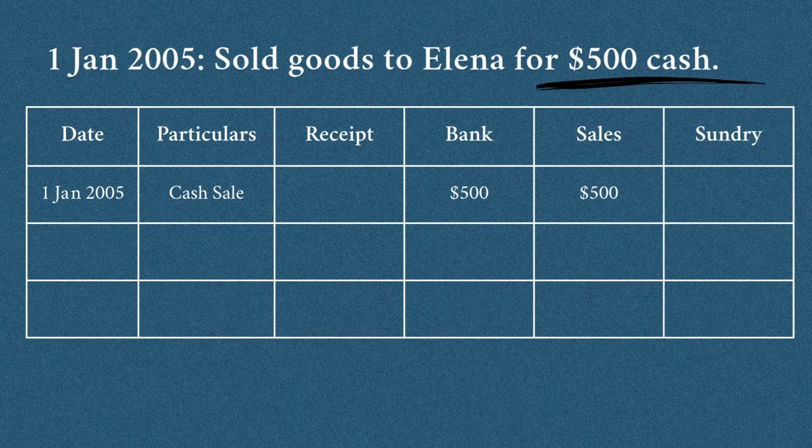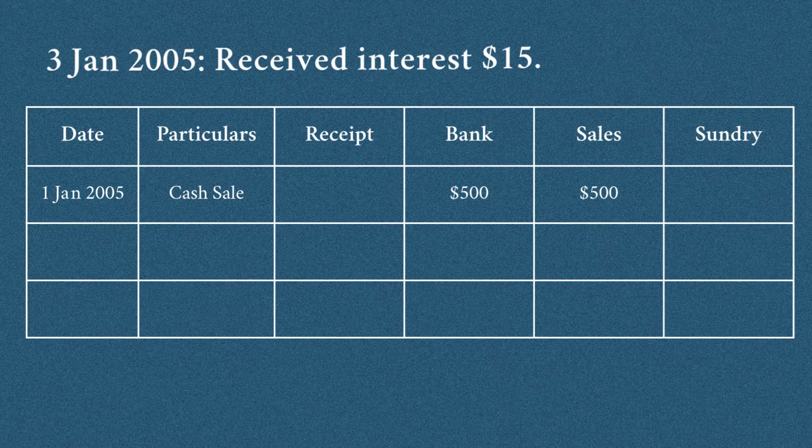Now let's look at this next example. This one says that on the 3rd of January, the business received interest of 15 tala. Again, the date should say 3rd of January 2005. The particular should be interest, which is what the cash was received for. Let's say there were 2 transactions happening on the same date. In that case, the amount for interest will be recorded under the receipt column and the sundry column.